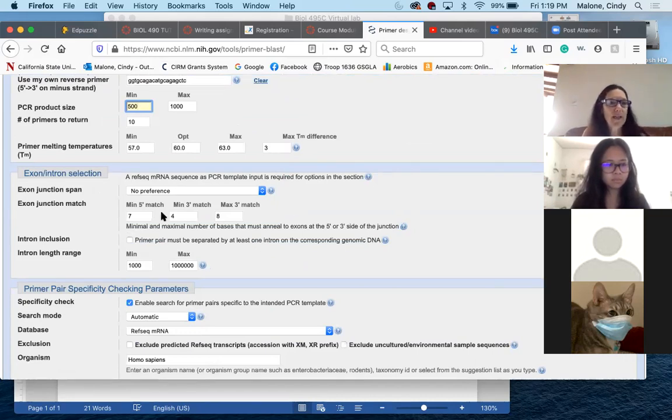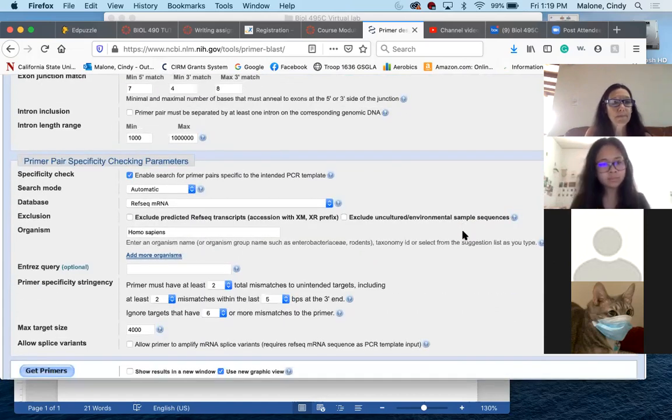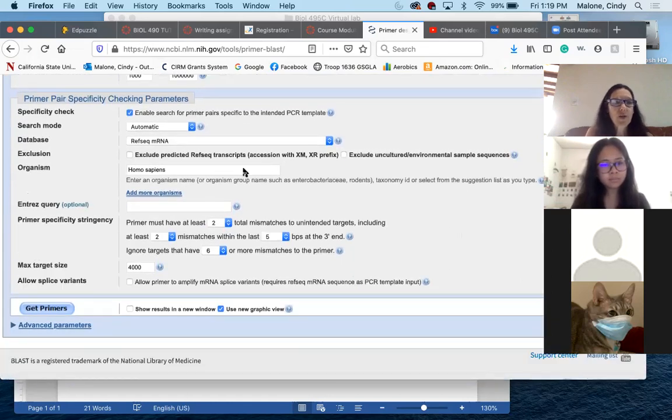We don't care about exons and introns. This would be only if we're PCRing off a coding region. We're not. We're PCRing off of the non-coding, the upstream, the genomic. Transcripts, we wanted to look at the Homo sapiens because the gene came from human.